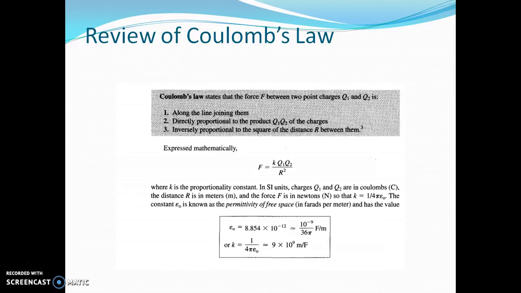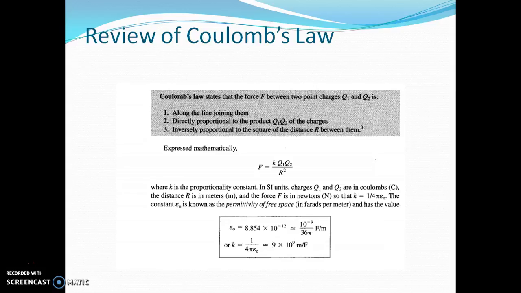1. Along the line joining them, 2. Directly proportional to the product Q1 Q2 of these charges, 3. Inversely proportional to the square of the distance R between them. Mathematically we can write that F is equal to K Q1 Q2 divided by R squared.